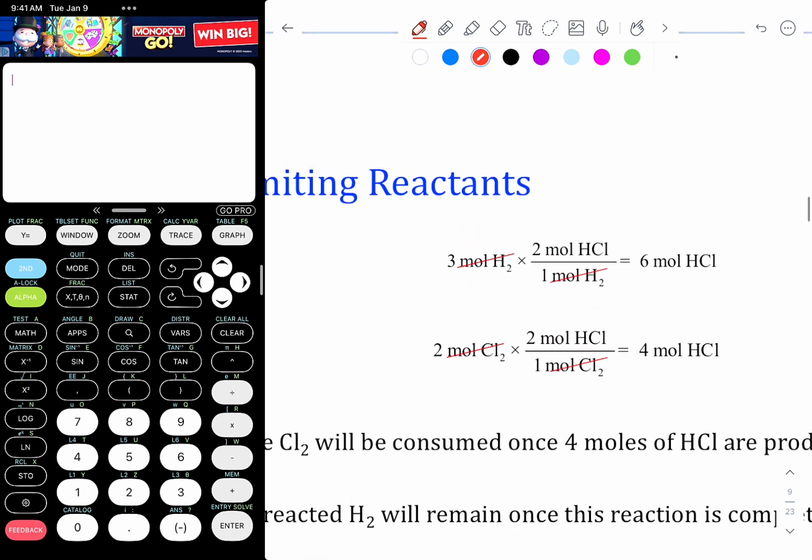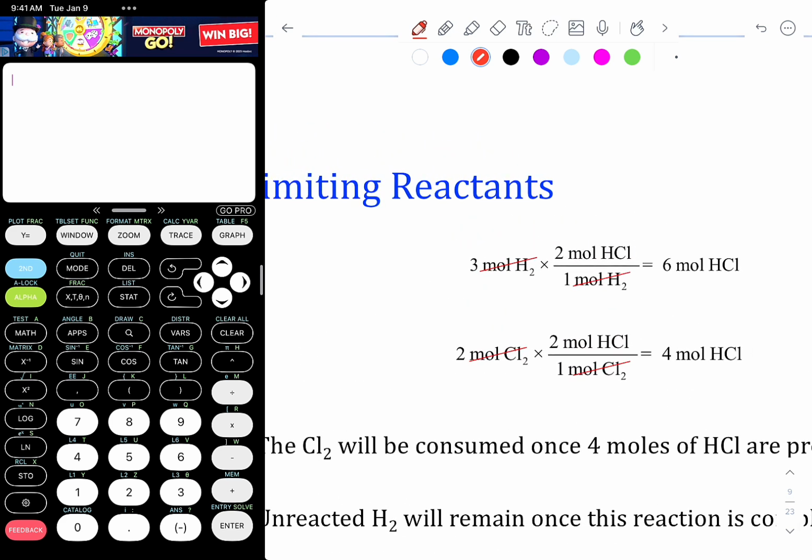So we started with 3 moles of H2. For each reactant, we're going to calculate how much HCl we can form. So if we started with 3 moles of hydrogen gas, we can use our balanced equation to convert from moles of hydrogen gas to moles of HCl. Moles of hydrogen gas is in the bottom of our equivalency so that it can cancel, and we're left with moles of HCl.